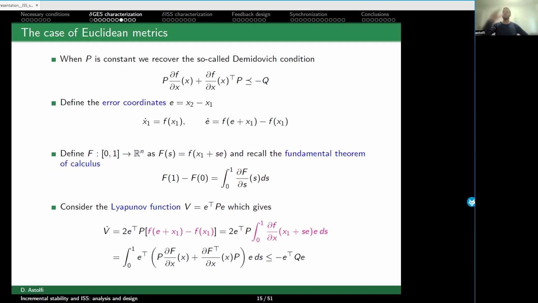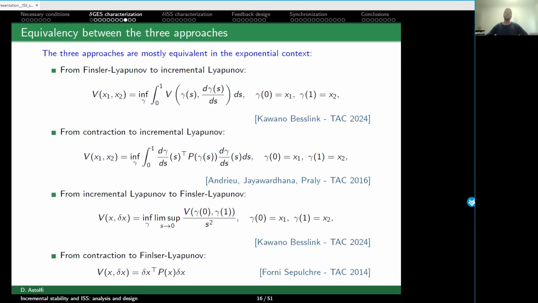Okay, I will not spend too much time on this, but I would like to understand whether there is some equivalency between the three approaches that I presented so far. And it turns out that in the case of incremental exponential stability, these three approaches are completely equivalent from the analysis point of view. There are also very recent results showing how to construct a Finsler-Lyapunov function from the existence of an incremental Lyapunov function. We can also construct the incremental Lyapunov function from the contraction, which is what I just showed. And we can do also the opposite, showing how to construct an incremental Lyapunov function from the Finsler-Lyapunov function, or going from contraction to Finsler-Lyapunov function.